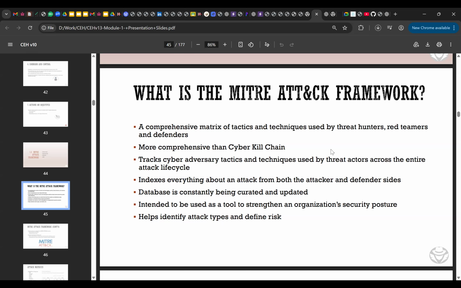These tactics and techniques are used by the threat actors across the entire attack life cycle. So the attacker and the defender both can utilize this MITRE ATT&CK tactics and techniques matrix. The attacker can use it in order to launch or prepare an attack. The defender can use it in order to detect and mitigate that particular attack.